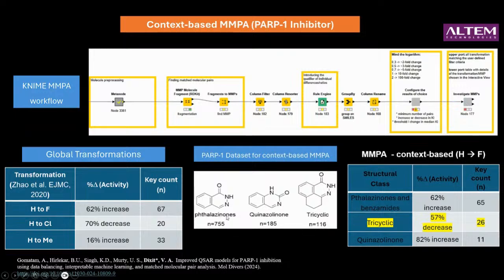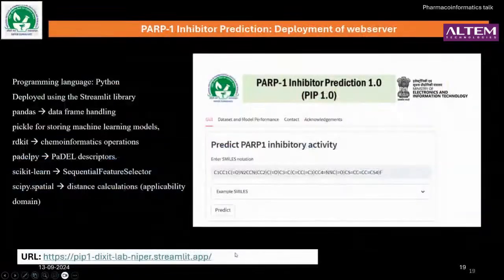So, for example, phthalazinones and quinazolines experience an increase in activity if you substitute hydrogen with fluorine. But the tricyclic class of compounds experience the opposite effect. They show a decrease in activity if we substitute hydrogen with fluorine. So these types of predictions are not possible with classical global MMPA, but these kinds of key medicinal chemistry insights can be derived from context-based MMPA, and we have recently published this work in the Molecular Diversity journal.